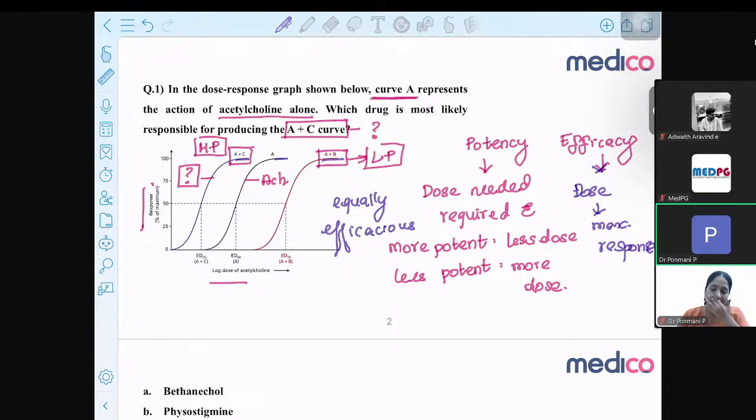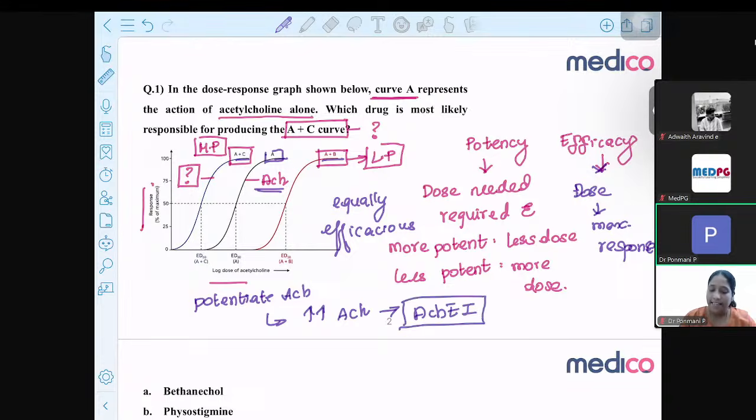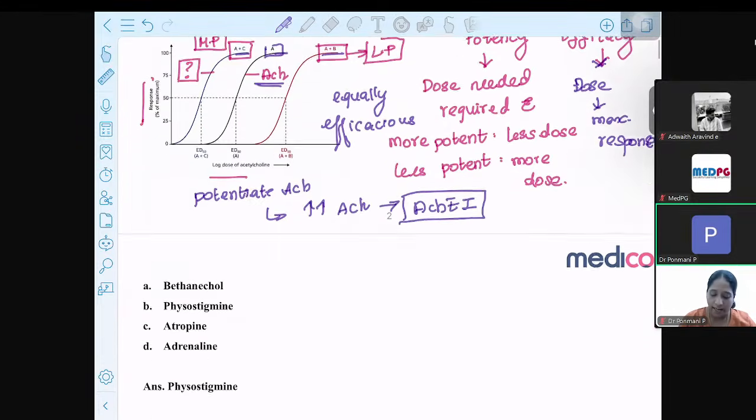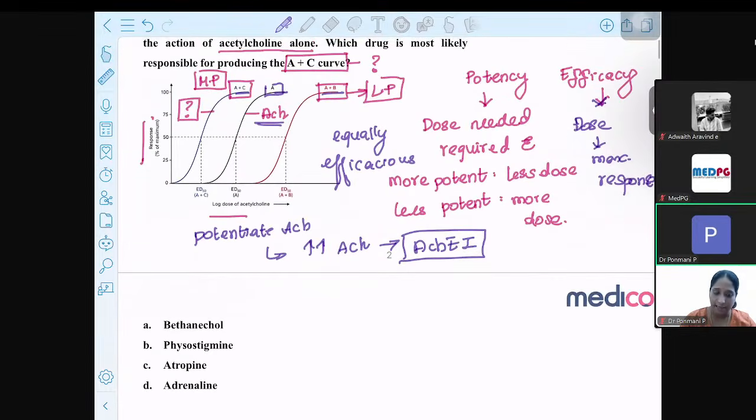But what is our question? We know that A is acetylcholine. We want to know what A plus C is. So what will be the ideal thing? A plus C should be a drug which is going to potentiate acetylcholine, that is, it is going to help in increasing the acetylcholine concentration. So what should be that drug? That drug should be an acetylcholinesterase inhibitor. So let us see the options and see whether we have any acetylcholinesterase inhibitor here.